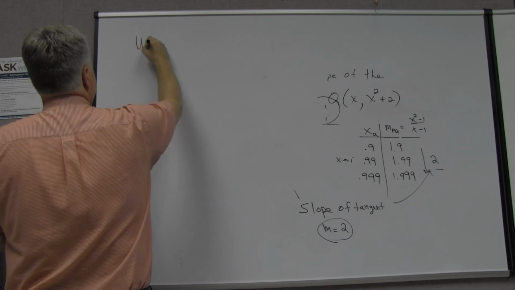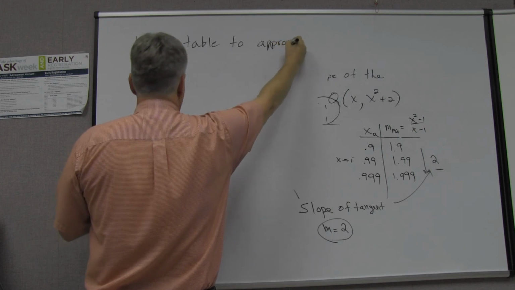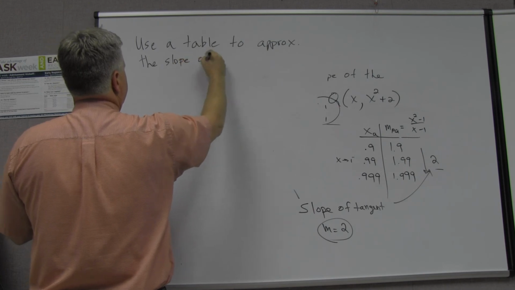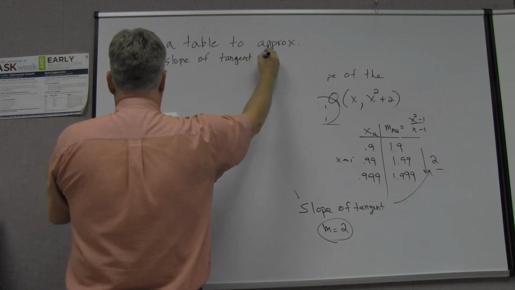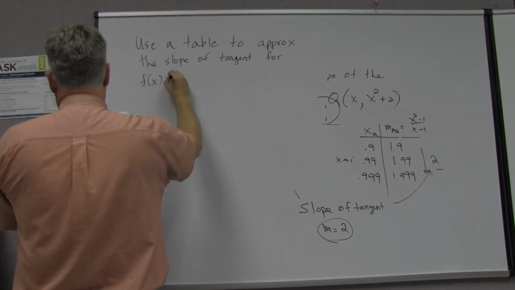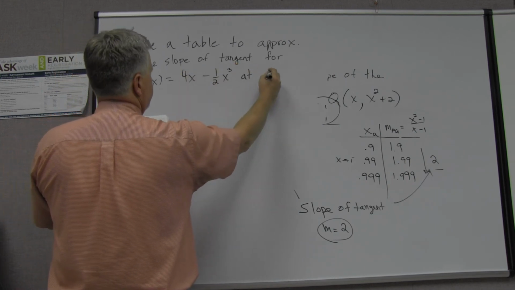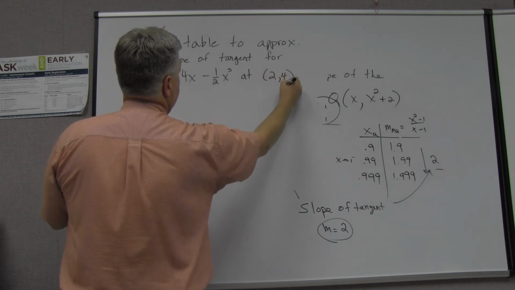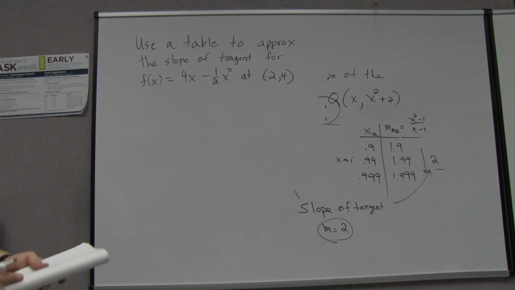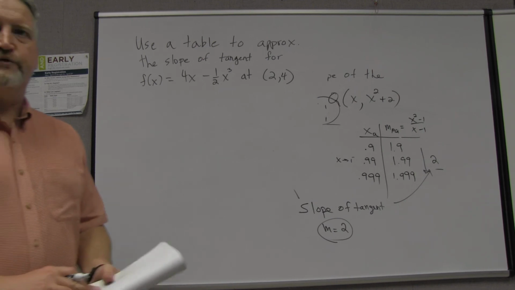All right, let's use a table to approximate the slope of the tangent for f of x equals 4x minus 1/2 x cubed at the point (2, 4). Use a table to approximate the slope of the tangent for f of x equals 4x minus 1/2 x cubed at the point (2, 4).